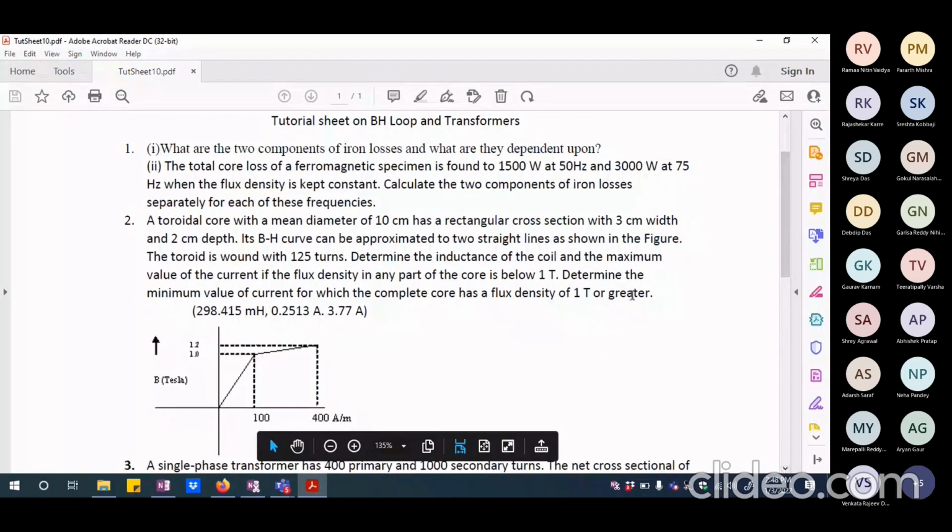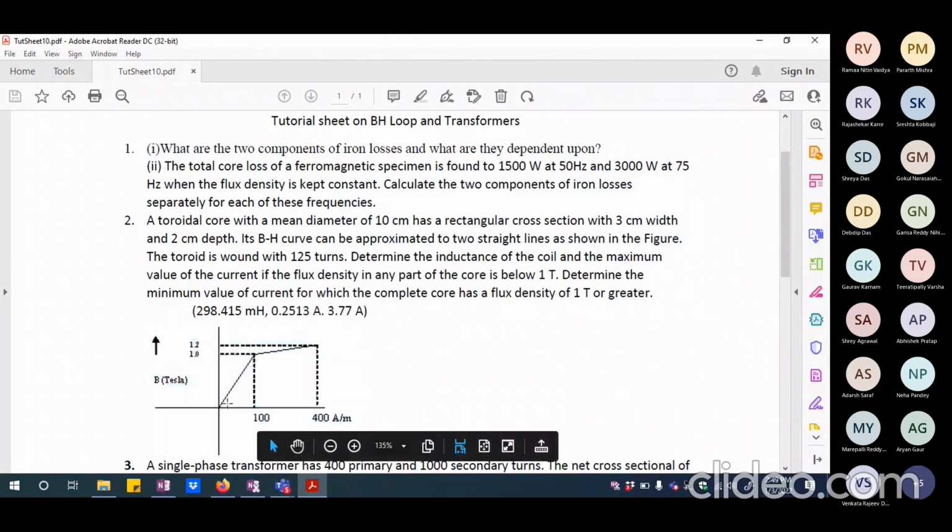So what is being asked is, the toroid is wound with 125 turns. Determine the inductance of the coil and the maximum value of current if the flux density in any part of the core is below 1 Tesla. And the same way, determine the minimum value of current for which the complete core has a flux density of 1 Tesla or greater.